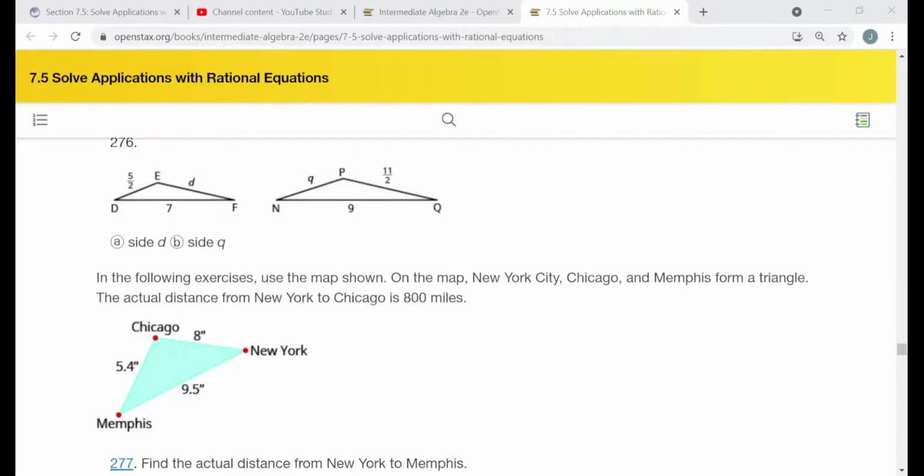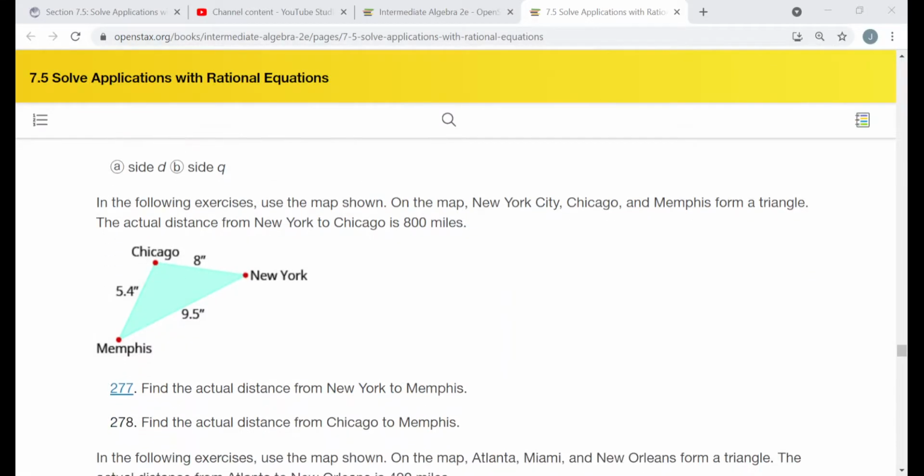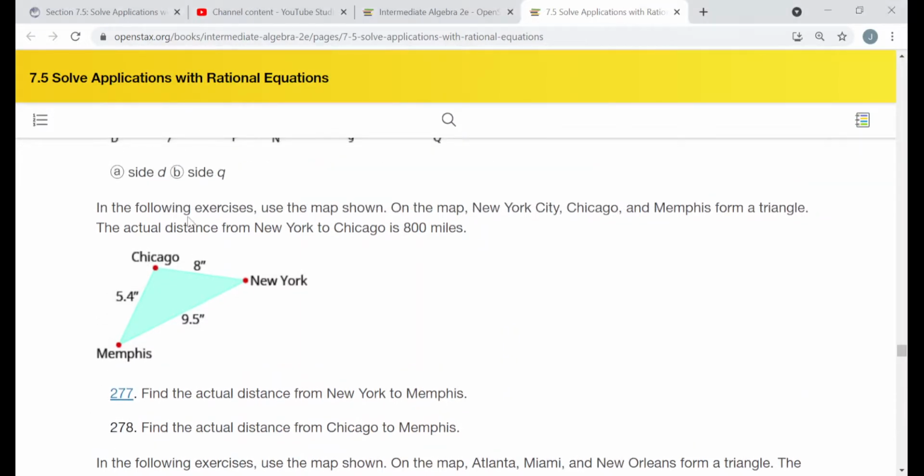So next question. Now in the following exercises, right, after this, when we get into 277, 278, use the map shown. On the map, New York City, Chicago, and Memphis form a triangle. The actual distance from New York to Chicago is 800 miles. And then they ask us to find the actual distance from New York to Memphis.